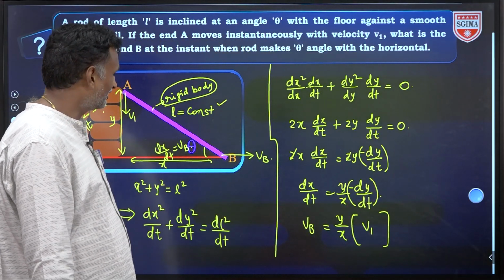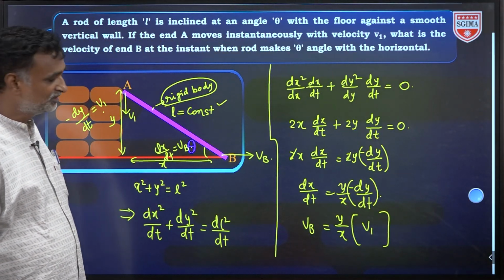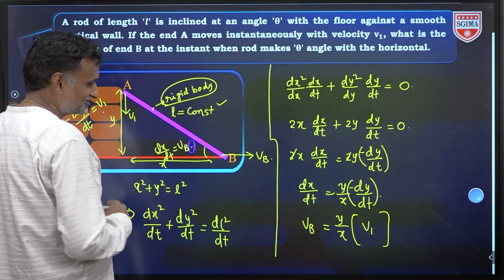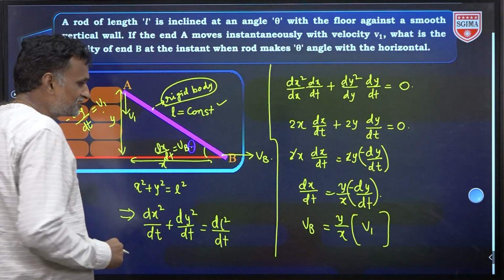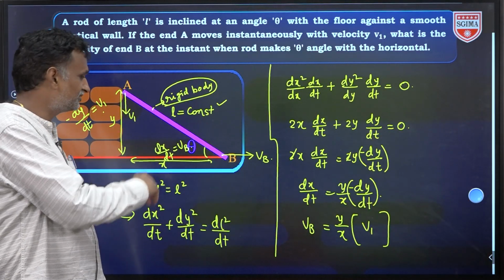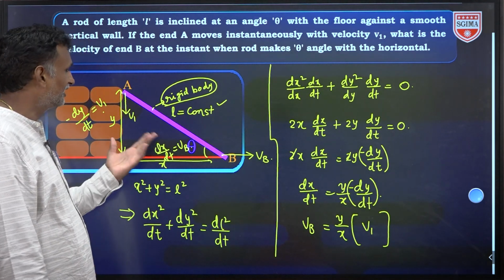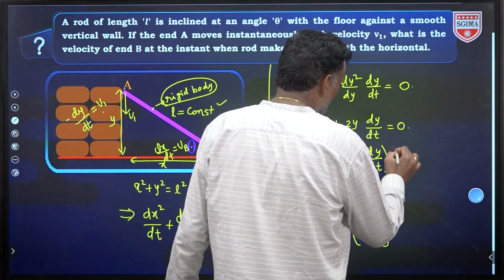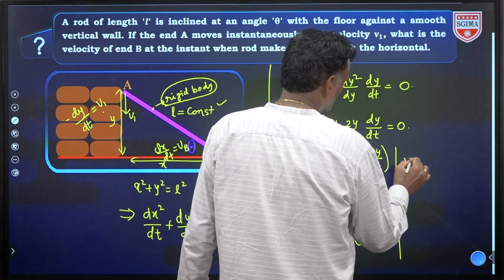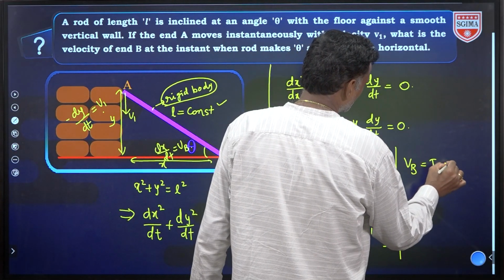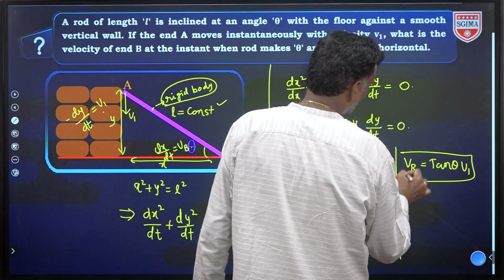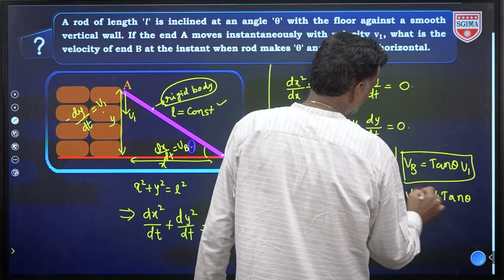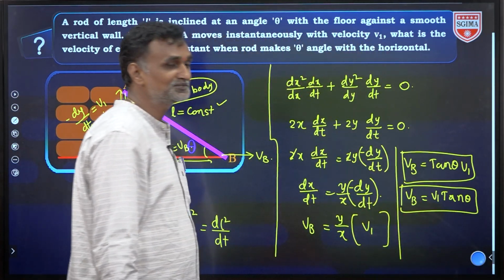Then y and x are not given, so we have taken the values. y by x: y is the opposite side, x is the adjacent side. So which trigonometric ratio comes? Opposite by adjacent: tan theta. Tan theta equals y by x. So simply we can replace it in this one: Vb equals tan theta times V1. Otherwise, Vb equals V1 tan theta. Okay, this is the answer.